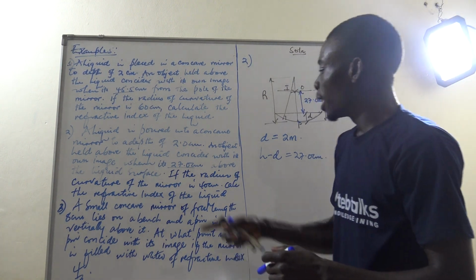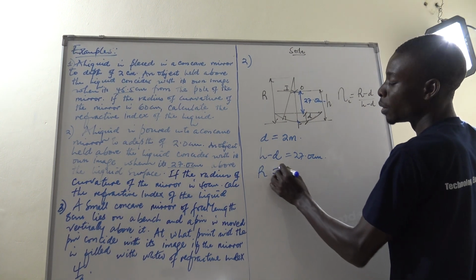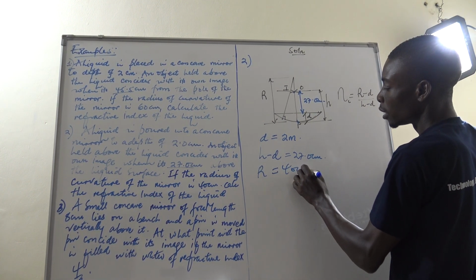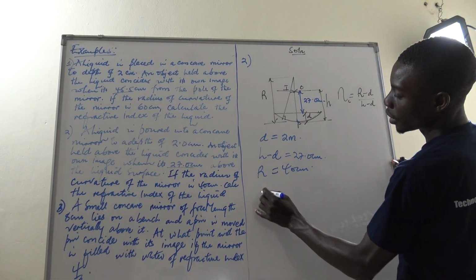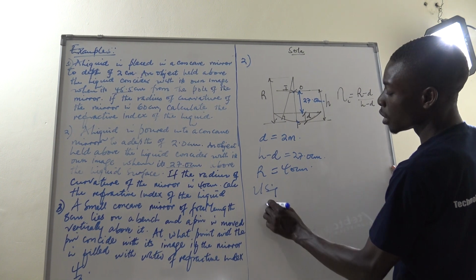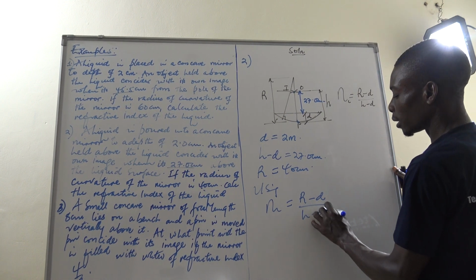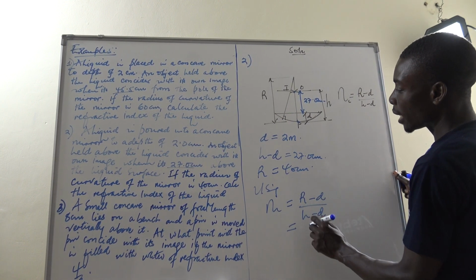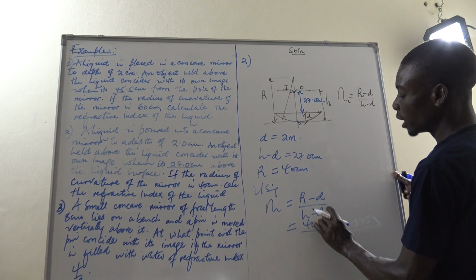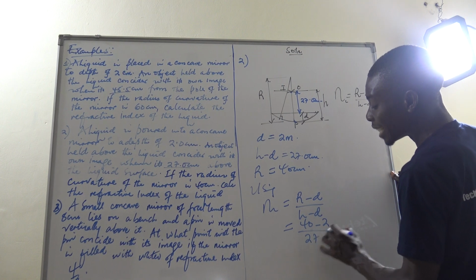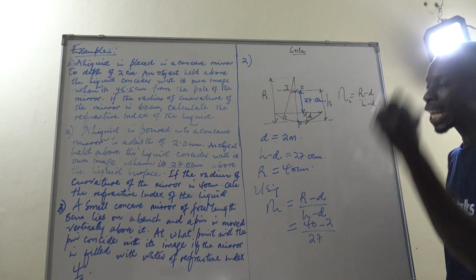Okay, we can then say if the radius of curvature of the mirror is 40 centimeters, R has been given as 40 centimeters, and then I say calculate the refractive index of the liquid, and then we still fall back and say using refractive index equal to R minus D out of H minus D, we shall say R minus D, R is 40 minus my D is 2 out of H minus D, that will be now 27. That means we are not supposed to subtract 2 again.